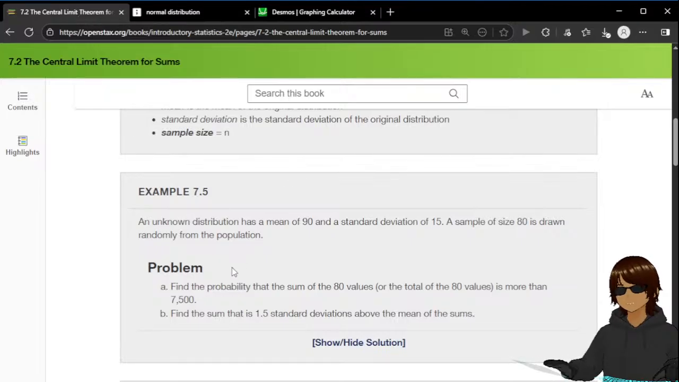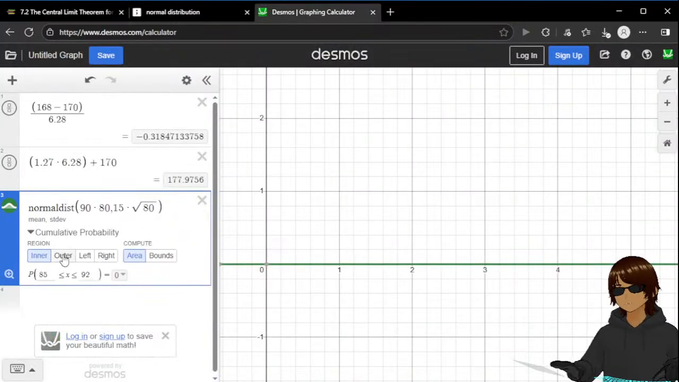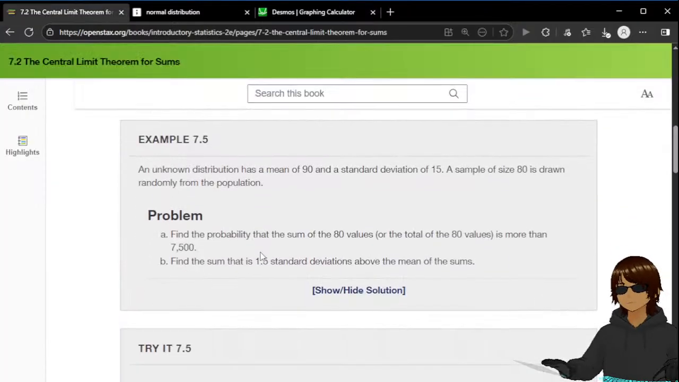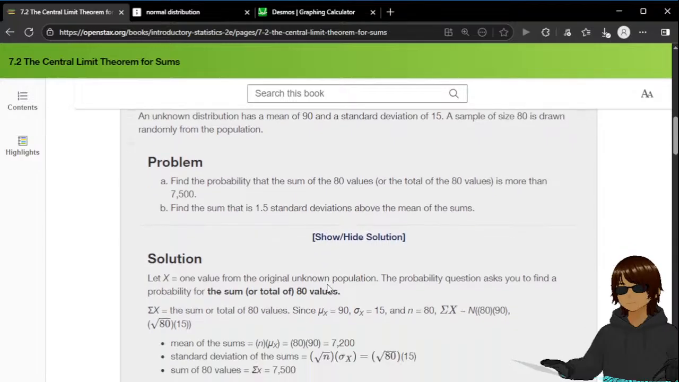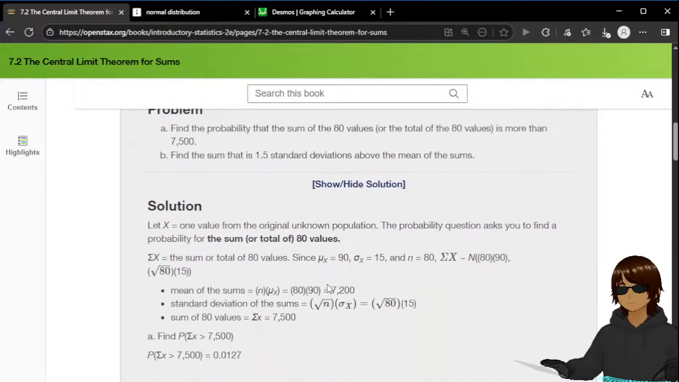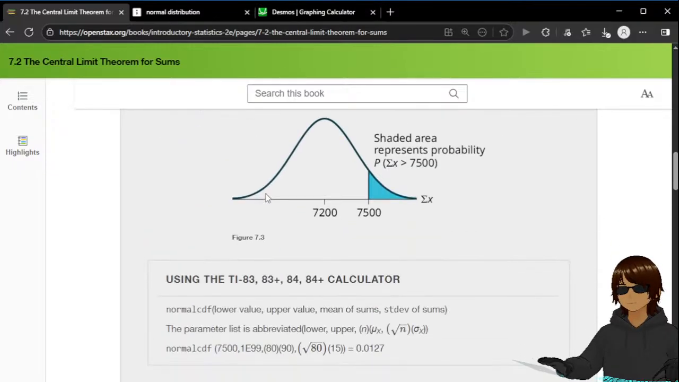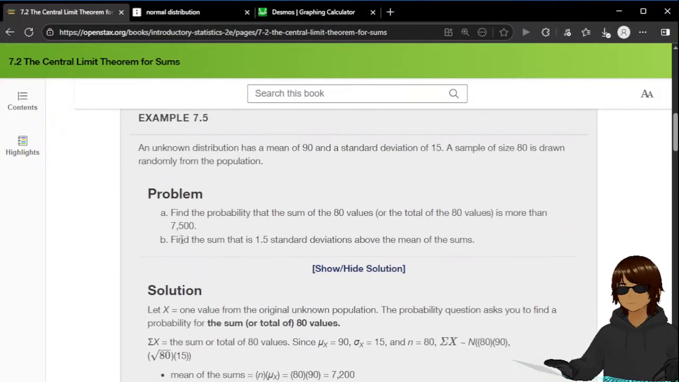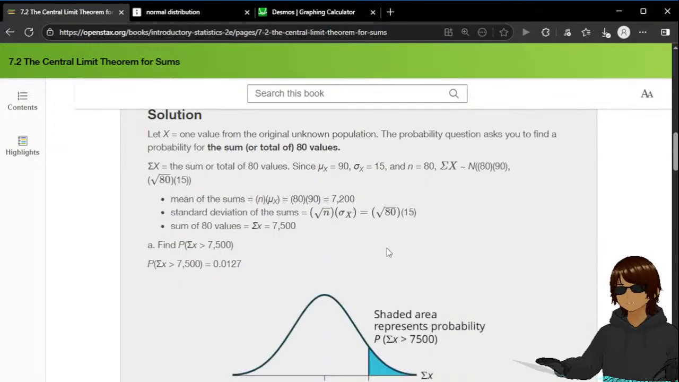So the sum of the 80 values is more than 7. Okay. More than, so 0.013. Yep. Find the sum that is 1.5 standard deviations above the mean of the sum.